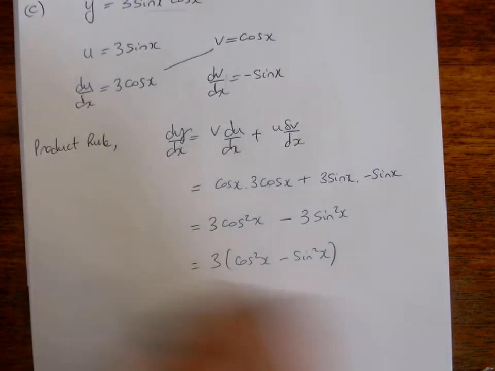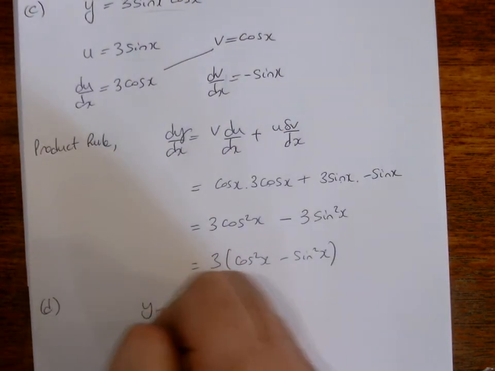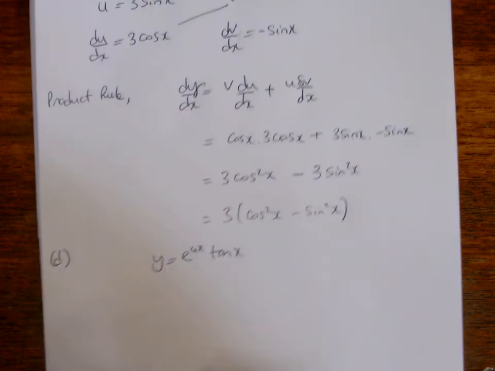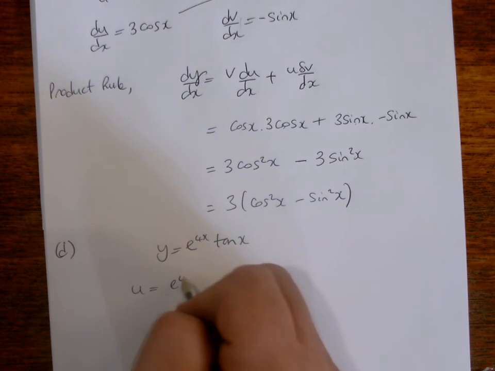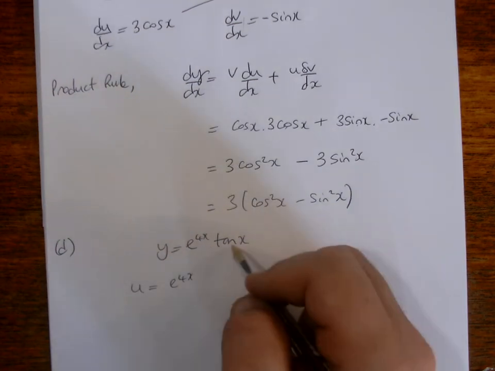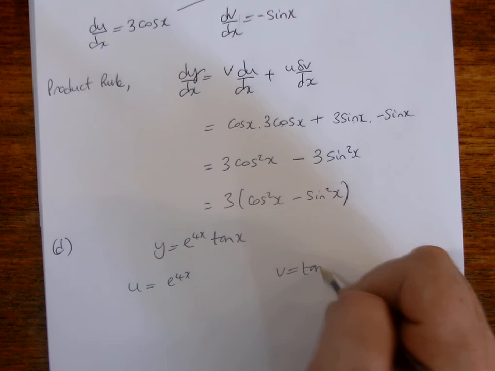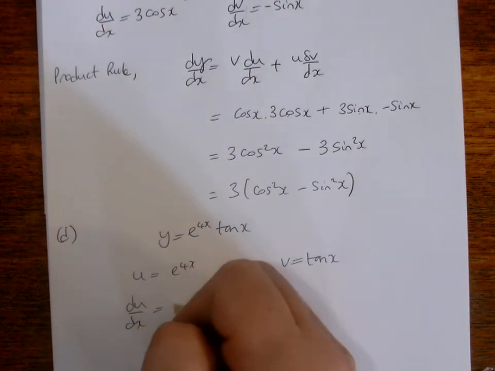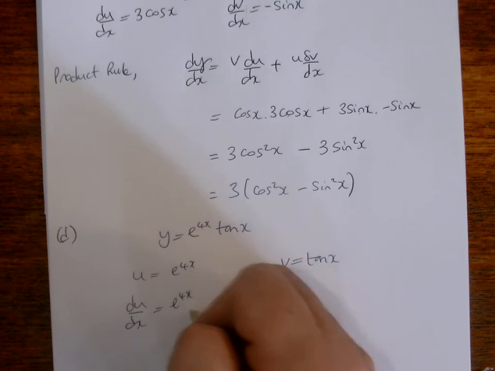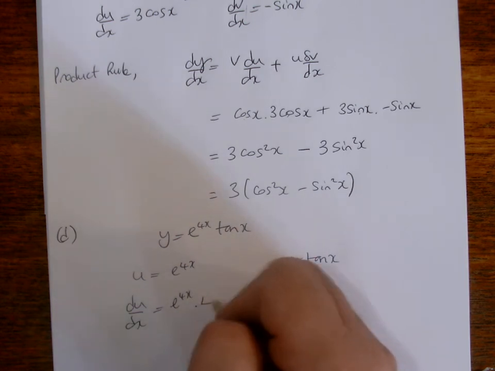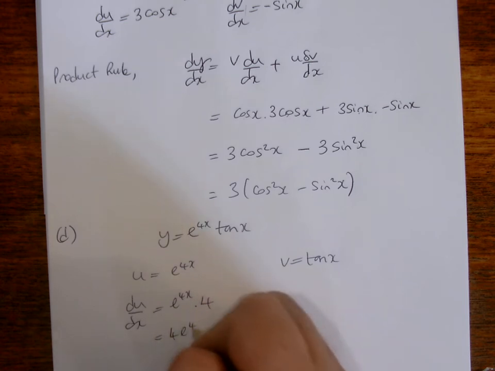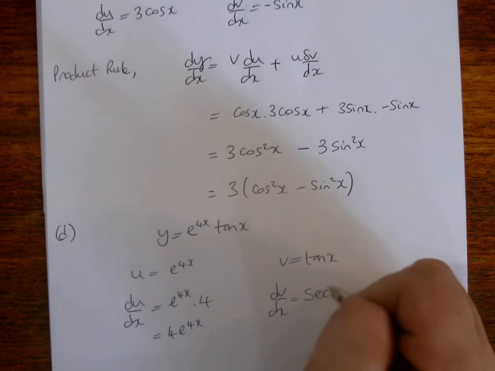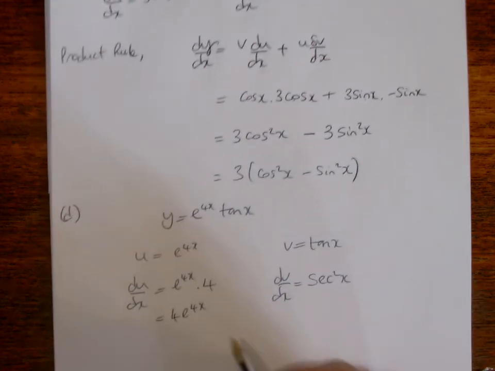So finishing off then with d, we've got y equals e to the 4x tan x. So we've got u equals e to the 4x, the first function, and then v equals tan x. Differentiate that, du/dx is equal to e to the 4x. Remember, e stays the same, but then you've got to times it by the derivative of the power, which is 4. So we get 4e to the 4x. dv/dx, differentiate tan x. Remember, the result for that is sec squared x. It's given in the formula booklet.